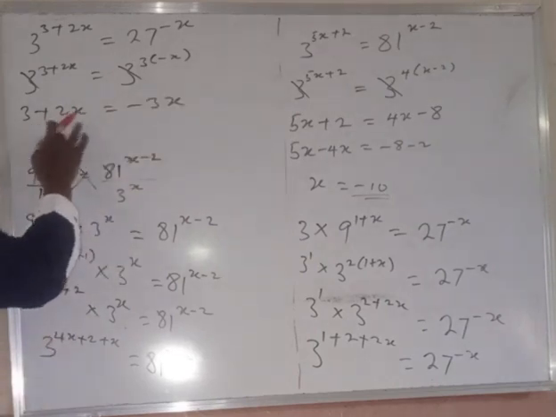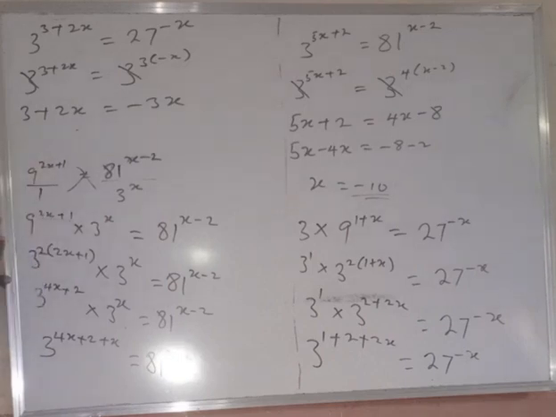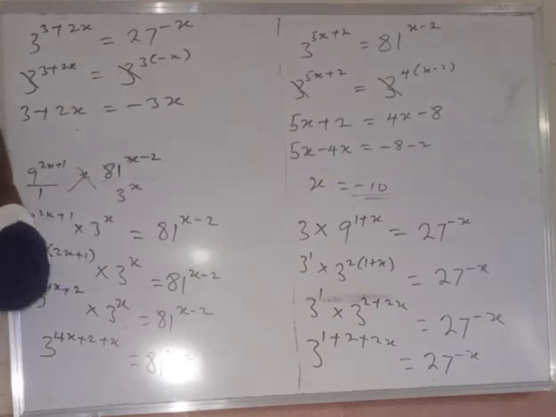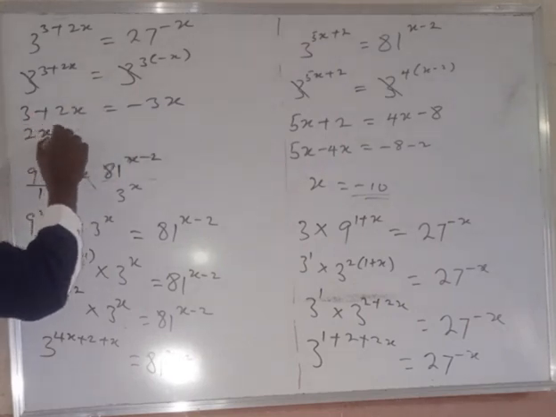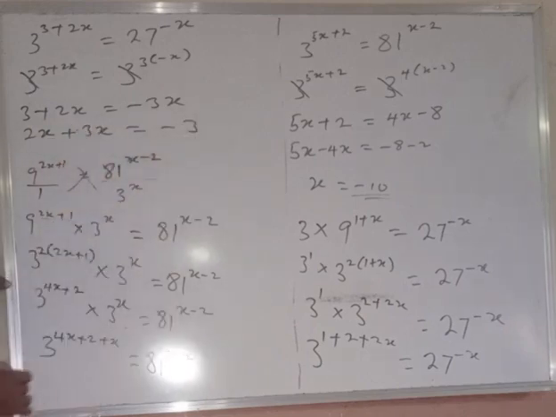Right? So here what can I say? Can I say that, how do you want to move it? It depends on you. How do you want to move it? So x will be here, right? So that means 2x plus 3x is equal to minus 3.